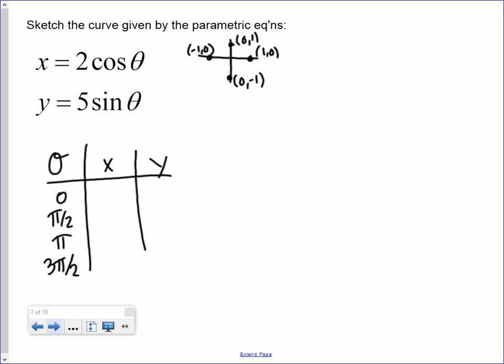So, I'm going to start with 0. 2 times cosine 0, the cosine of 0 is 1, so that's 2 times 1 or 2. 2 times cosine of pi over 2, that's 2 times 0 or 0. 2 times cosine of pi, the cosine of pi is -1, so -2. And 2 times cosine 3 pi over 2, so 2 times 0 is 0.